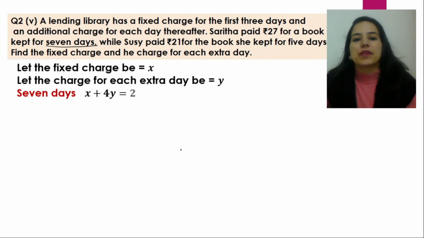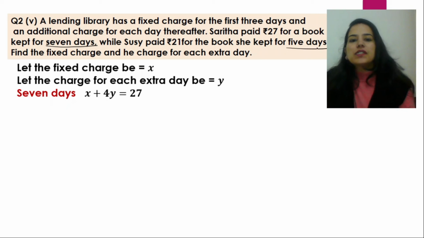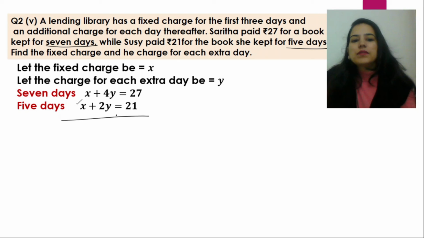So it is x plus 4y is equal to 27, right? The fixed charge for the first 3 days. The other time it is 5 days. So for 5 days, it will be x plus 2y because 3 days are in the x, 2 days are in the y. So I can already see the coefficients are the same. Cancelled. 4y minus 2y, 2y. 27 minus 21, just 6 there. And y is equal to 3.